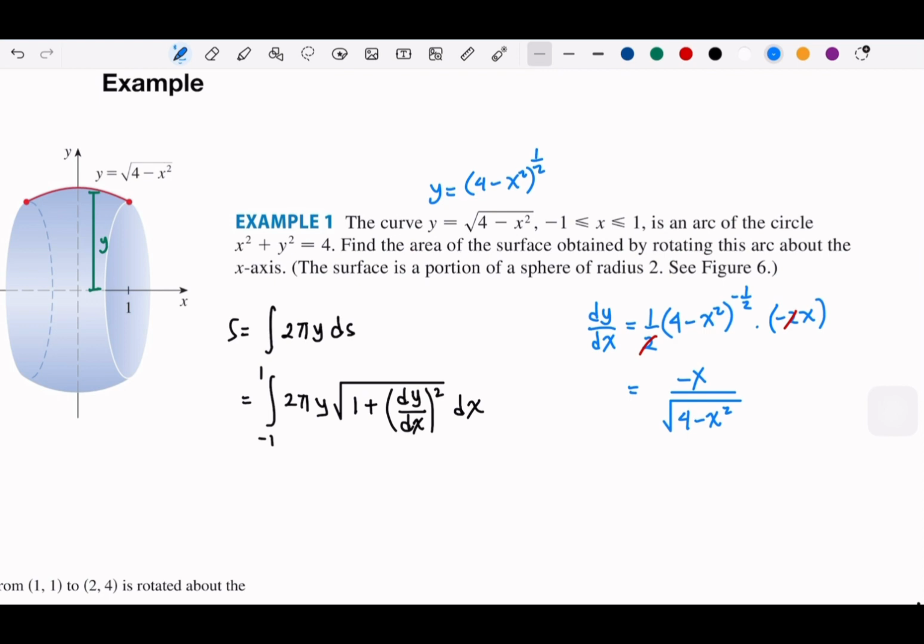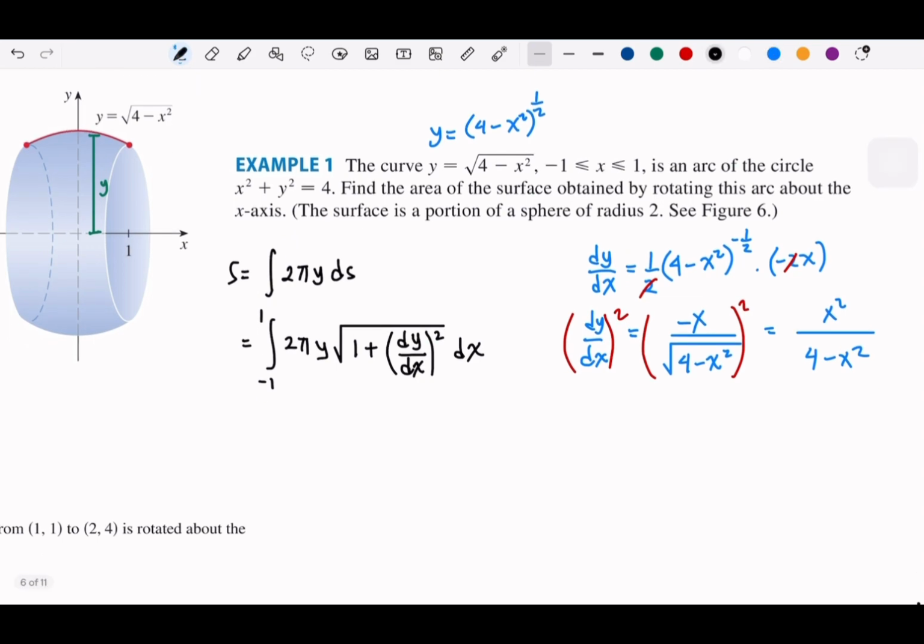Okay. Now we put this part, or if you want, you can take the squared. Maybe take the squared like that. And we can simplify it. It becomes x squared. And then this will be 4 minus x squared. Now let's put everything into this.